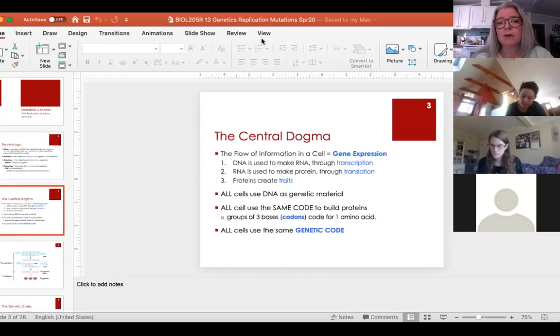Remember, we talked about the 3 statements of the central dogma. DNA used to make RNA through transcription, RNA used to make protein through translation, and it's protein that creates traits in an organism.